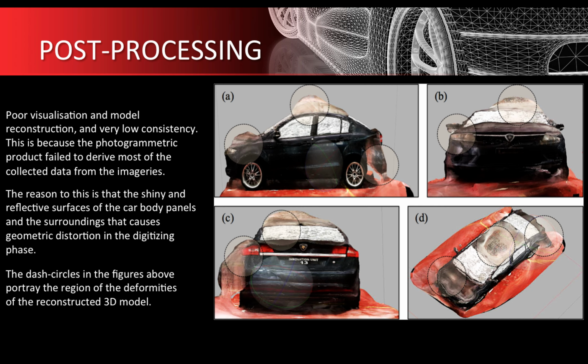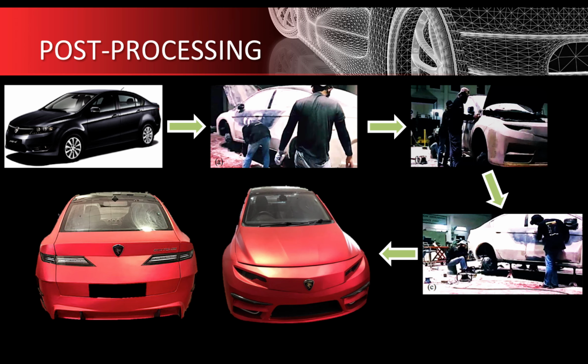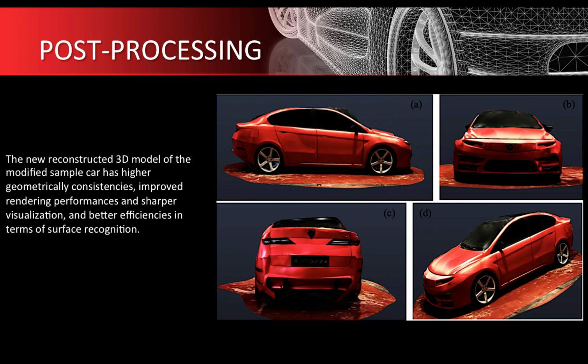The dashed circles in the figure show the region of the deformities of the reconstructed 3D model. Therefore, the body panel of the car demonstrator is modified using the polyethylene foam, as shown in this figure. After the modification is made, a similar photogrammetric procedure is performed, and the new reconstructed 3D car model has higher geometrical consistency, improved rendering performance with sharper visualization, and better efficiency in terms of surface recognition.